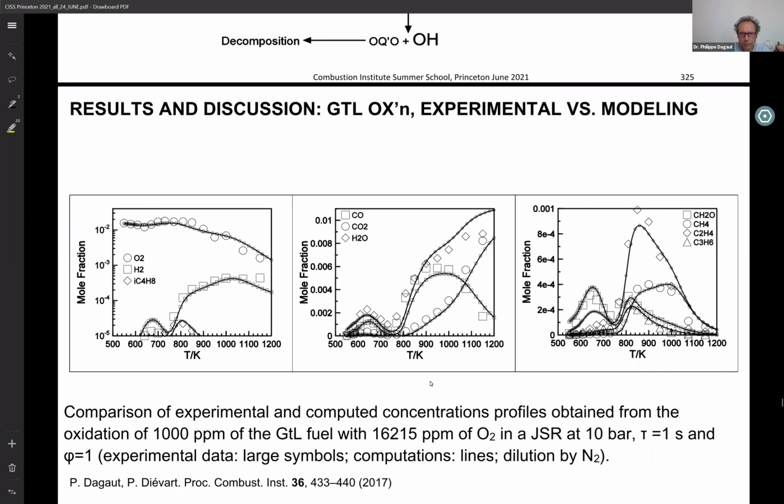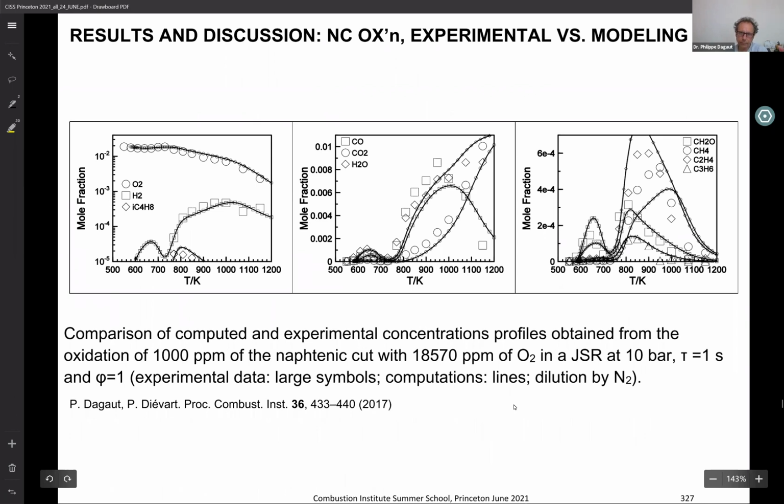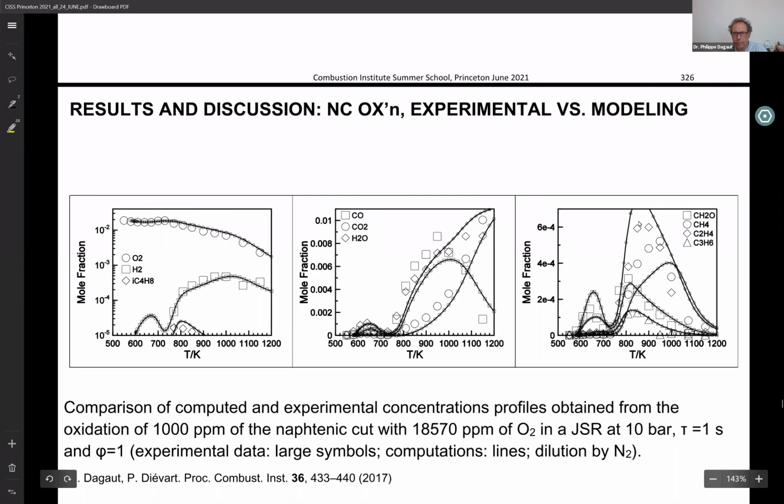So this is the first fuel. Second fuel, naphthenic cut. Again, a much more complex mixture. So the oxygen consumption is well predicted by the model, as well as the formation of hydrogen, isobutylene. CO, we underpredict the maximum concentration of CO here. And for CO2, the model is relatively good with the data, and it's about the same for water. Formaldehyde, a bit overestimated in the maximum, and methane, a bit underestimated here. Propylene is okay, and ethylene is a bit overestimated. The maximum is a bit overestimated.